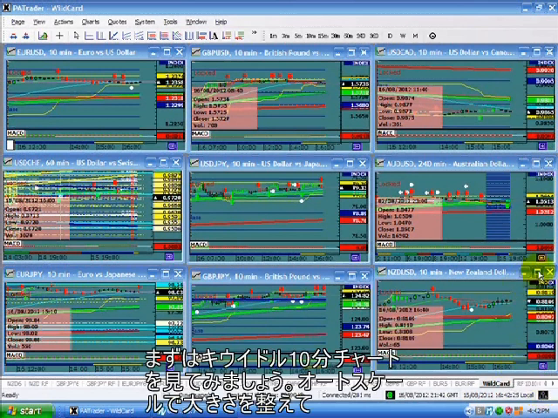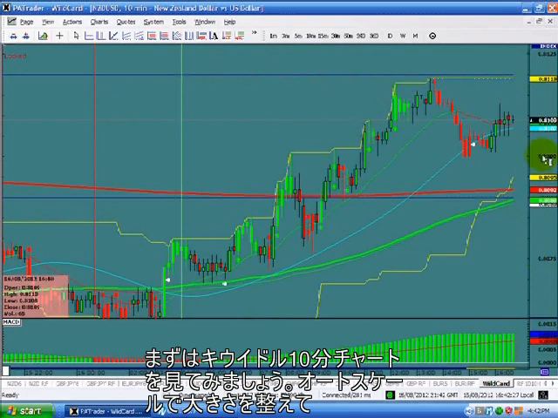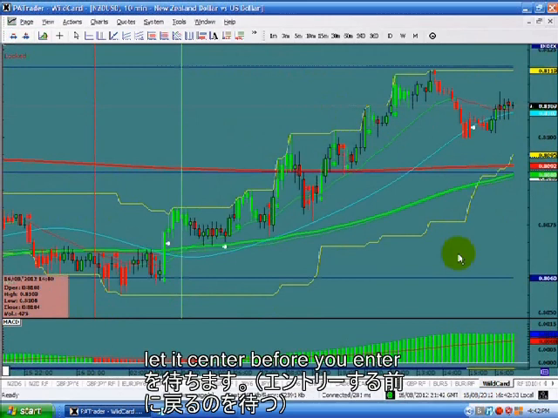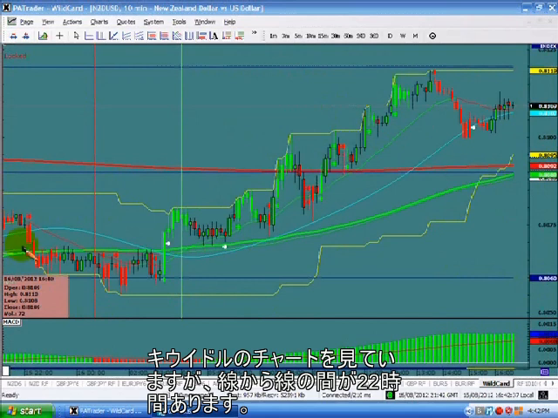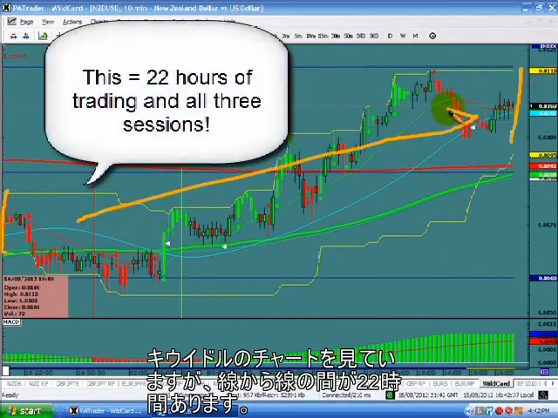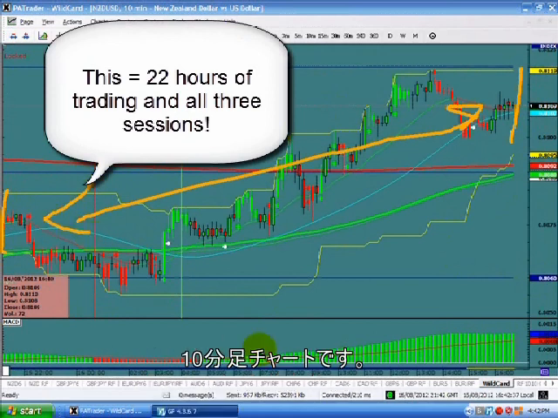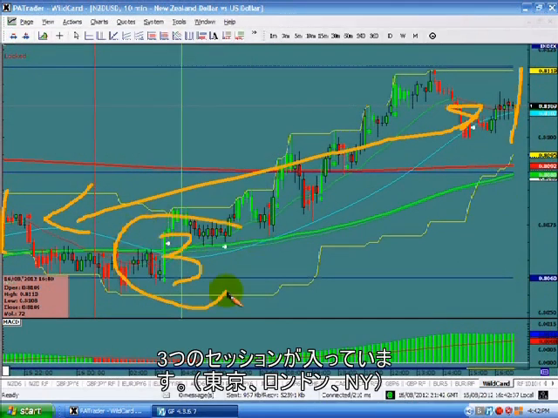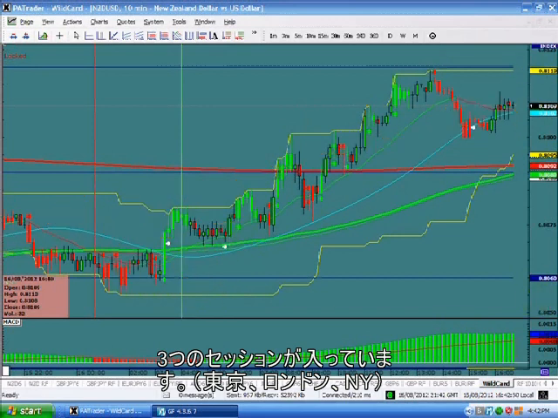So, first thing I'm going to do is go up here to the New Zealand chart. I'm going to auto scale a 10-minute chart here. So it's auto scaled. And we're going to do let it center before you enter. Okay? So I'm on a New Zealand chart, and if we take a look over from this part here to this part right here, that is 22 hours of trading with 10-minute charts. That means we have all three sessions represented here, right?